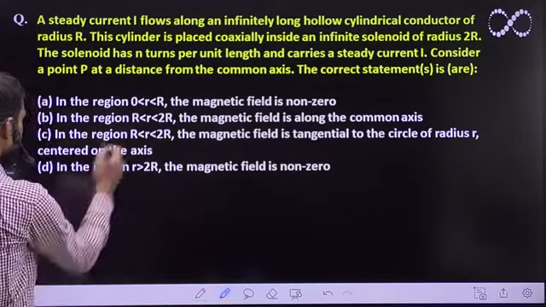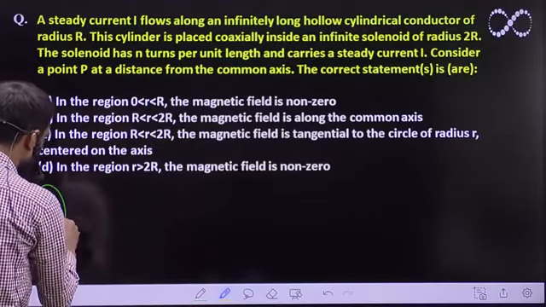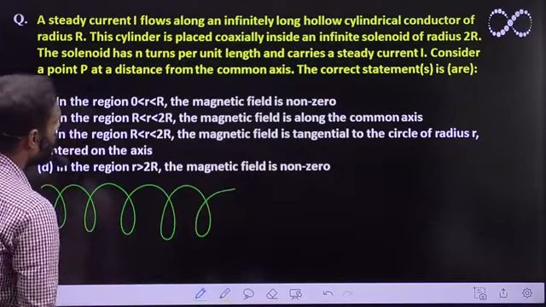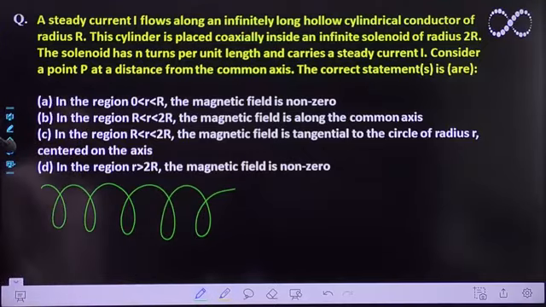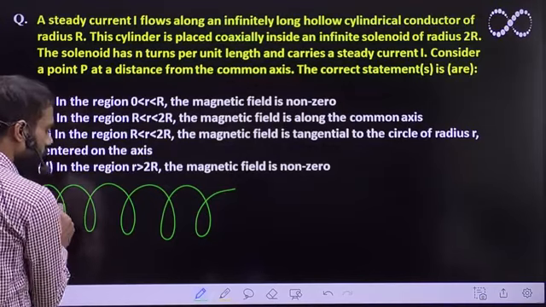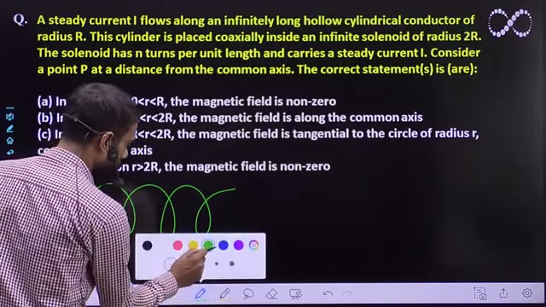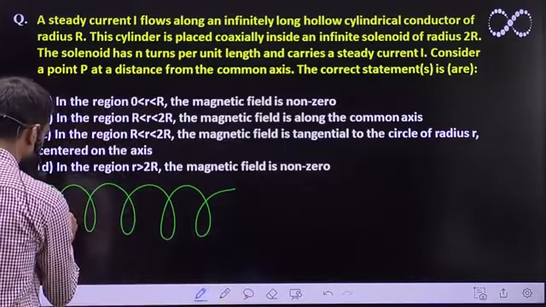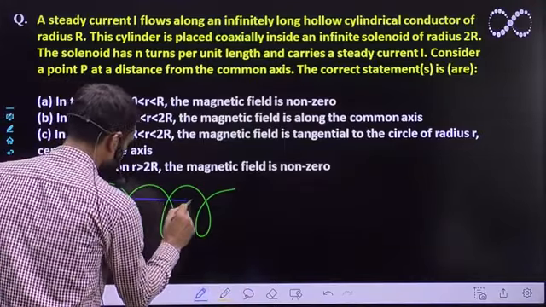So let us make the solenoid first. So this is like this solenoid. Okay, and that is also infinite. Okay, and inside it an infinitely long hollow cylinder is placed. So inside this one a hollow cylinder is placed.